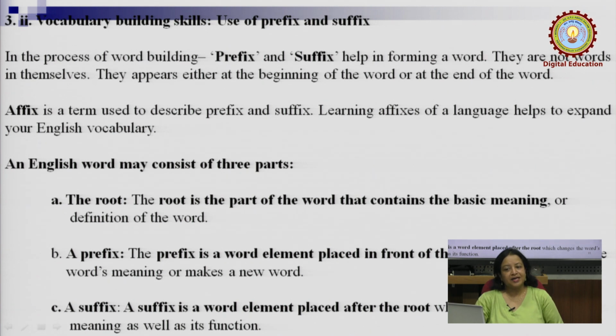An English word may consist of three parts. One, the root. The root is the main stem, a part of a word that contains the basic meaning or the definition of the word. Along with this root word, you can use a prefix, that is a word element placed in front of a root which changes the word meaning or makes a new word, and a suffix, a word element placed after the root word which changes the word's meaning as well as its function.